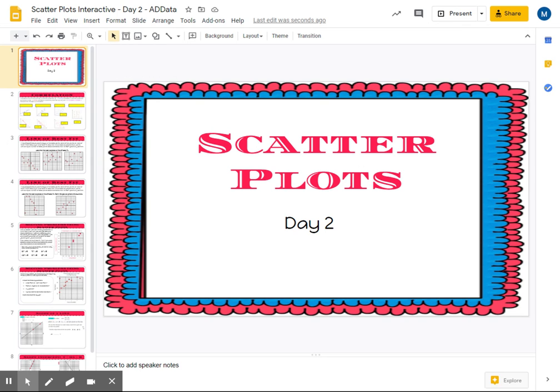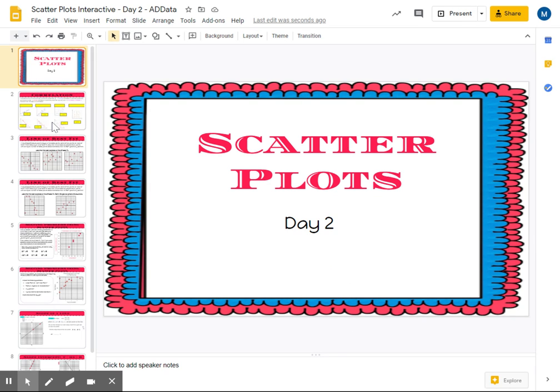We are moving on to day 2 of our scatter plot notes. We are going to be working on Google Slides again, so you need to open up this document in Canvas and follow along with me. Pause when you need to switch over and take the notes on your own slide.